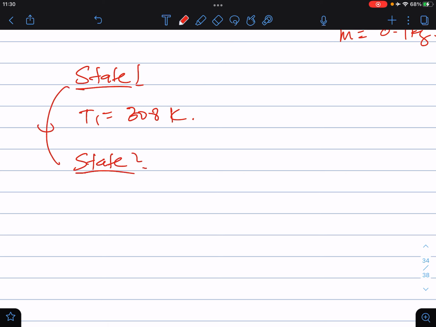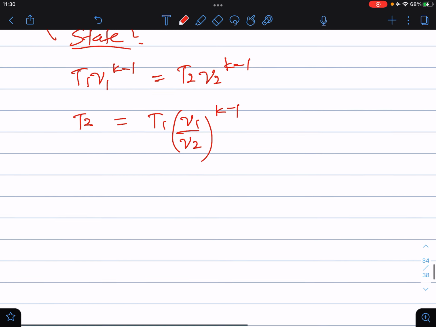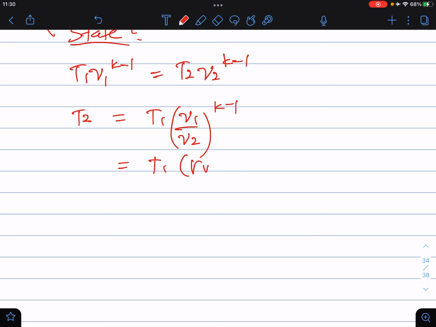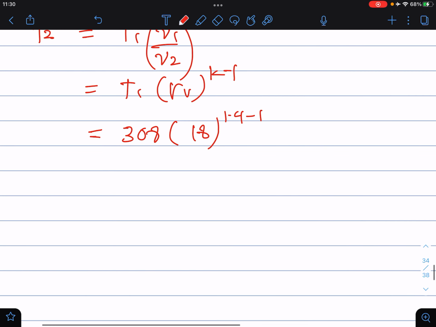The process from 1 to 2 is isentropic, so you can use T1 V1 to the power of K minus 1 equals T2 V2 to the power of K minus 1. So T2 equals T1 times V1 over V2 to the power of K minus 1. Since we know this is the compression ratio, T2 equals T1 RV to the power of K minus 1. Just put in the value: 308 multiplied by 18 to the power of K minus 1, 1.4 minus 1. Just punch your calculator and get the answer for T2.